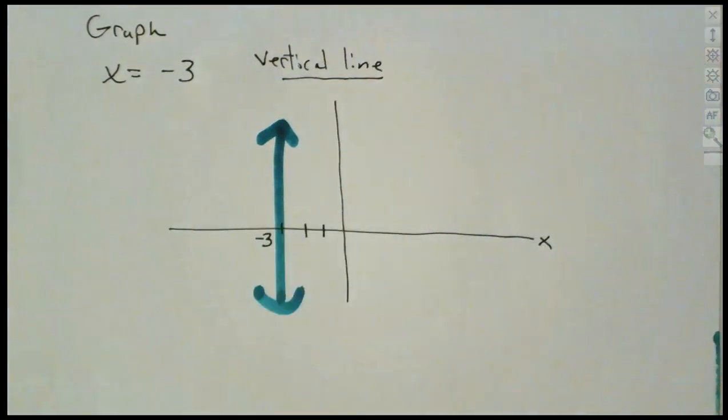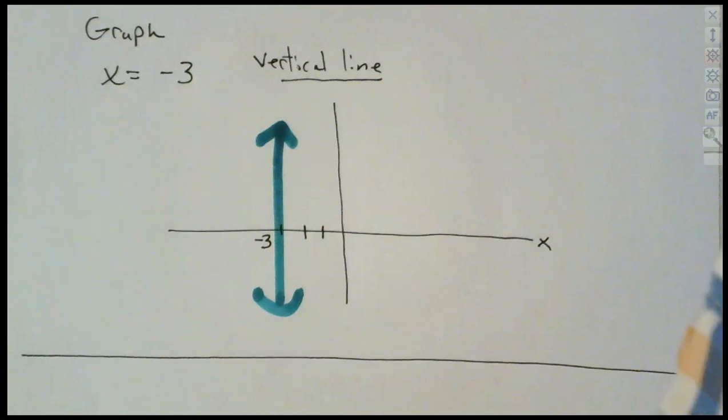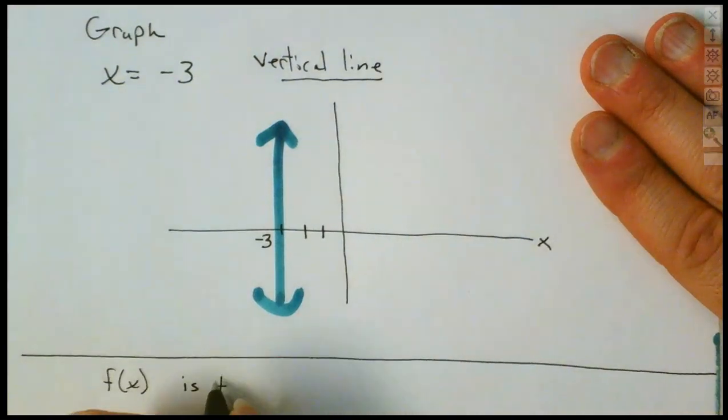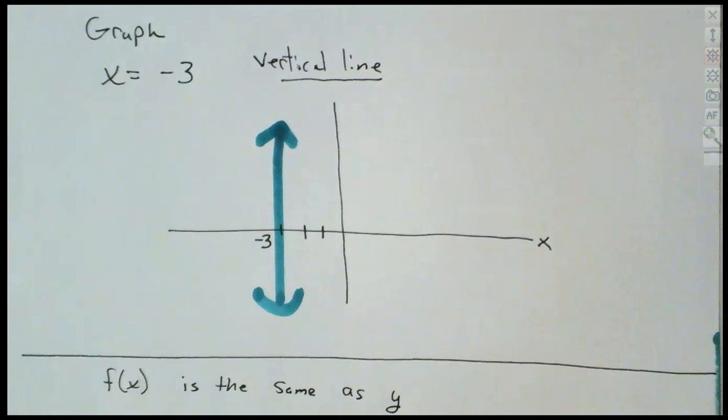Now let's look at function notation. Function notation is no different than using the Y. The only thing we need to remember is that when we go to look at these and work through them, f of x means the same as y. So f of x is going to mean the same thing as y. And sometimes we use function notation.